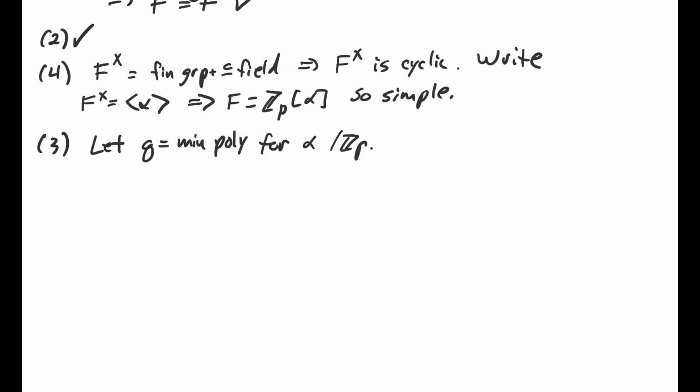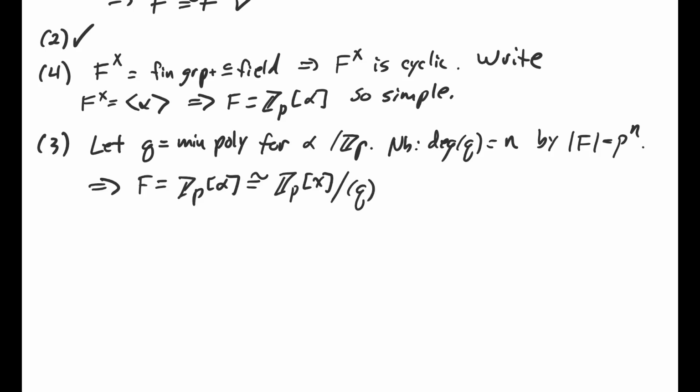All right, that finally leaves part 3. Let's go ahead and let Q be the minimal polynomial for alpha over Z mod p. Go ahead and note that the degree of Q actually has to be n, because the size of the field is p to the n, and as we already said, the degree of that extension is n. So we see that F, which is Z mod p adjoin alpha, is isomorphic to Z_p[x] mod the minimal polynomial.